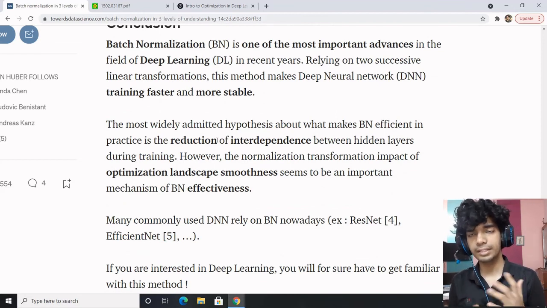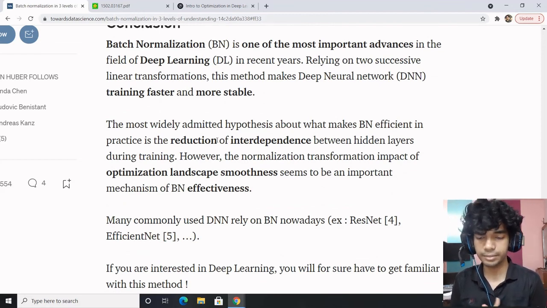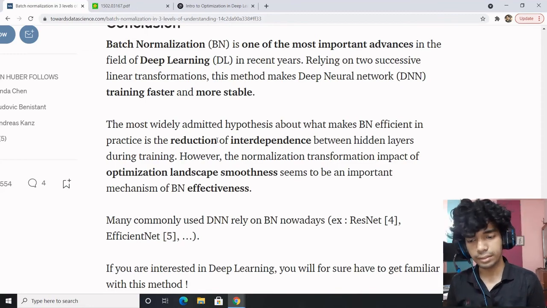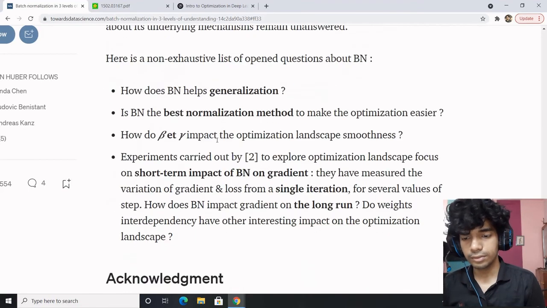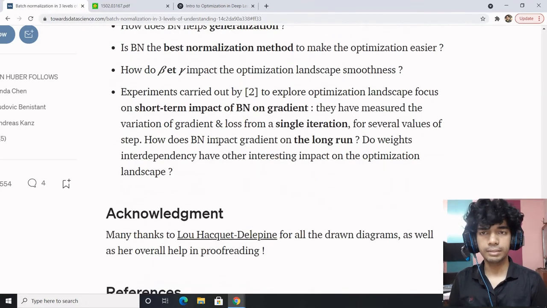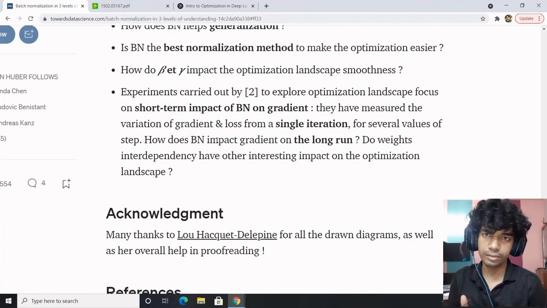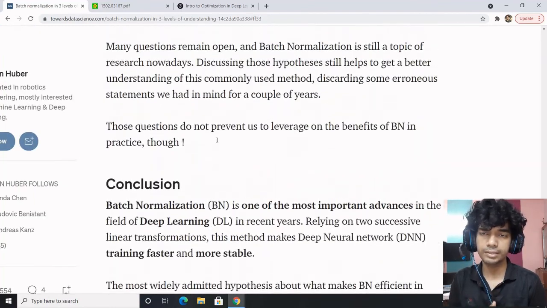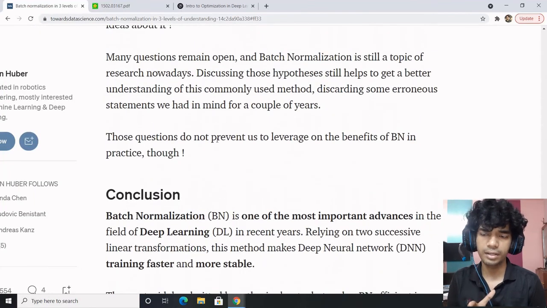So basically, it does many things. What I can understand is it does many things. Interdependence between the hidden layers is reduced. So the optimization landscape is smooth, and ICS might be tackled. No matter what it is, your training performance increases to a greater extent, and whether to put it before or after. So the conclusion is that training performance improves a lot if you use a batch normalization layer, and it is dependent.